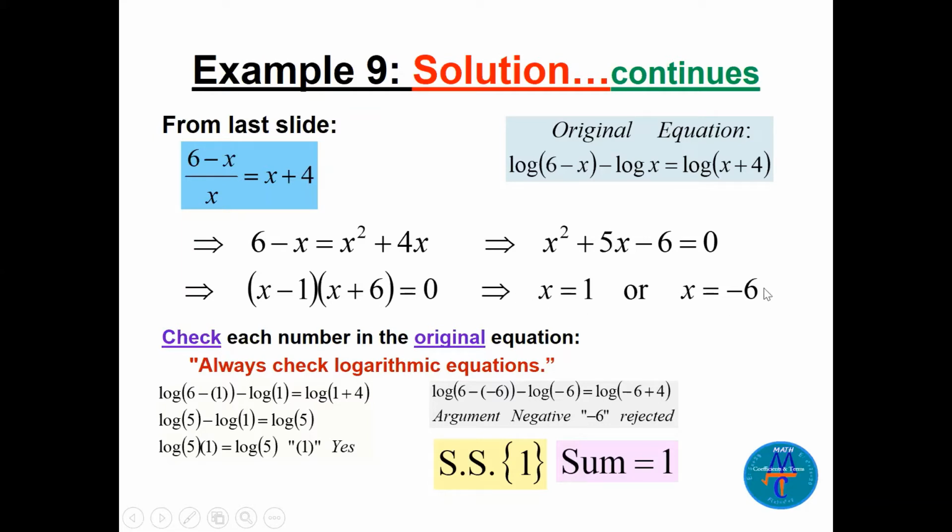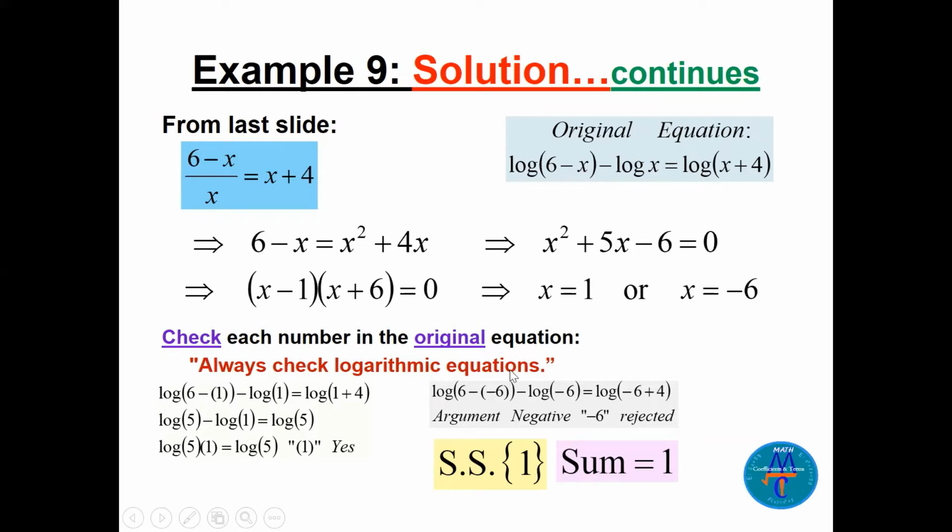Now we cannot take these answers unless we check them. Any number can be rejected or accepted, positive or negative. So I take the first number, 1, in the original equation. You see, log of 6 minus 1 minus log of 1, 1 plus 4. I have to make sure all these arguments are positive. Now look here. If I put minus 6 there, see in the x here, this is okay here, first one.